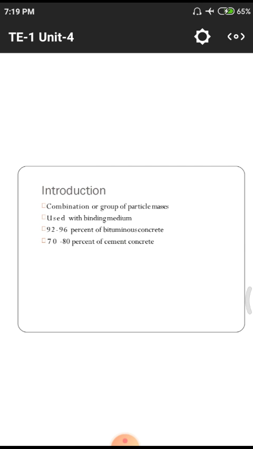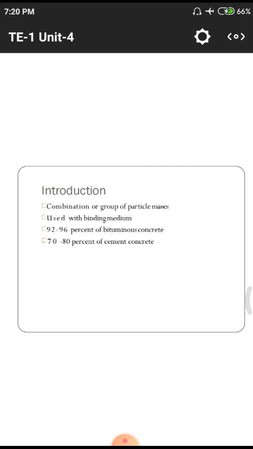Next one, 92.96 percentage of bituminous concrete and 70 to 80% of cement concrete. That means in the previous case we have bituminous concrete first, after that we have cement concrete. Bituminous concrete means, normally in concrete the major binding material is cement, but in the case of bituminous concrete the major binding material is tar or bitumen.